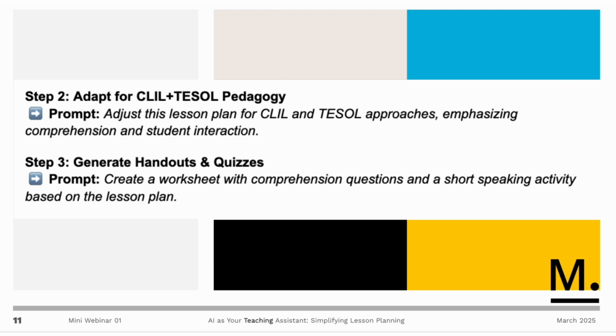Step 3 is to generate the handouts and quizzes. So you can prompt, create a worksheet with comprehension questions and a short speaking activity based on the lesson plan. I like speaking activities because that implies that your students also listen. Listening and speaking for A1, A2 students is very important because they won't know how to say anything unless they listen to it.